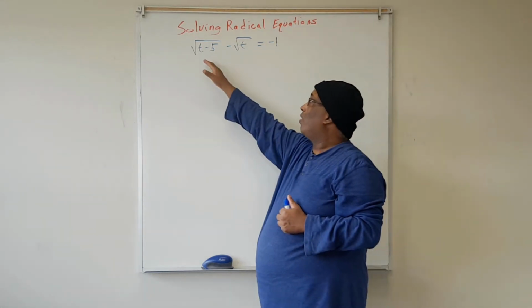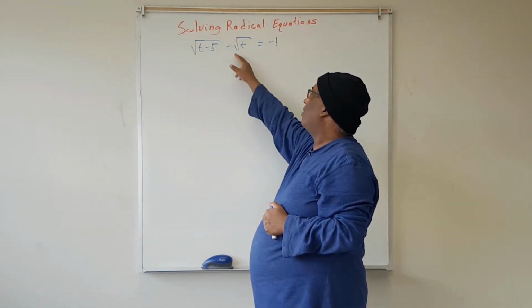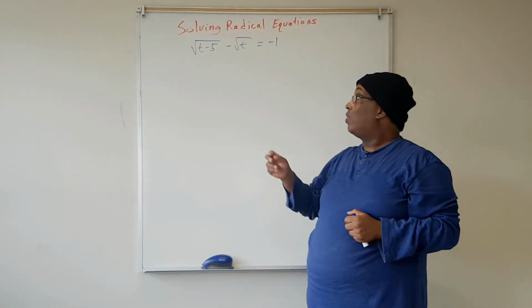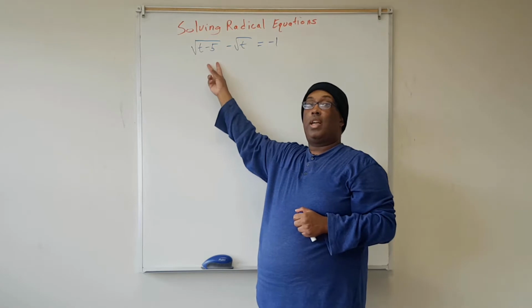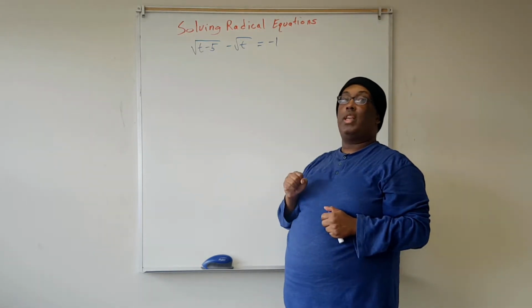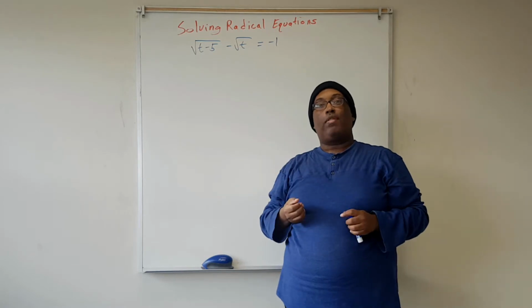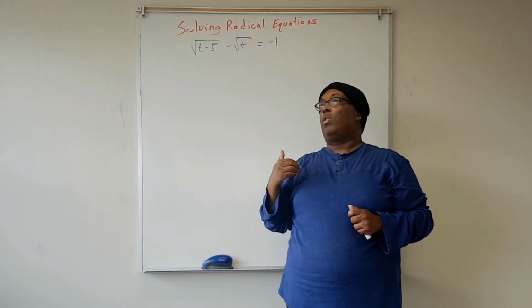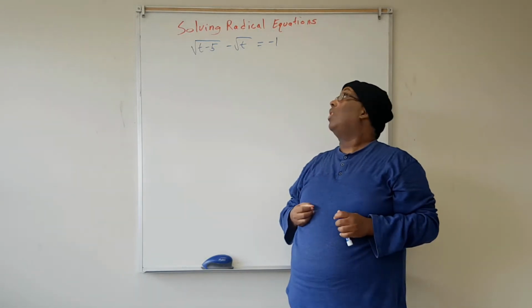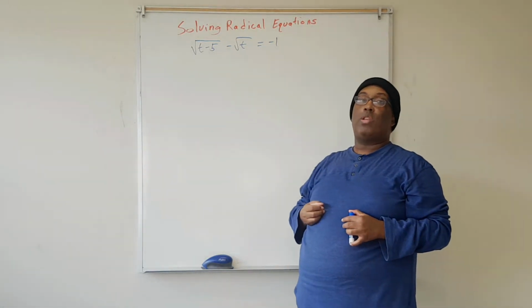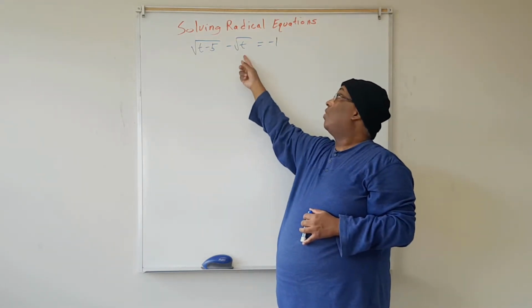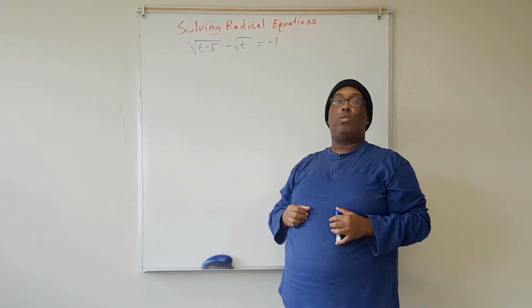Here we have the square root of t minus 5 minus the square root of t equals -1. Because we have two radicals on this side, it is possible for the equation to have -1 as a constant on the end. We just have to work it the way we always do by isolating the radical. So in this case, it's easier to always move the smaller radical. This radical has a binomial, this radical has a monomial. Let's move that one.